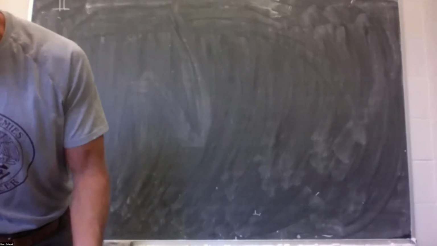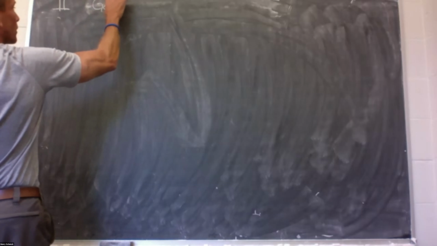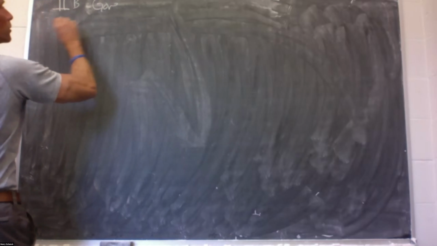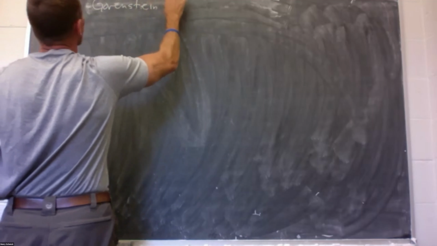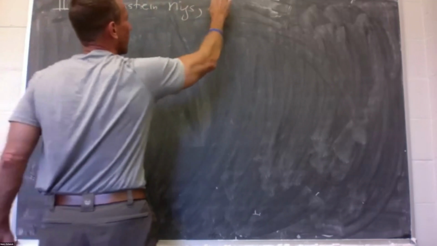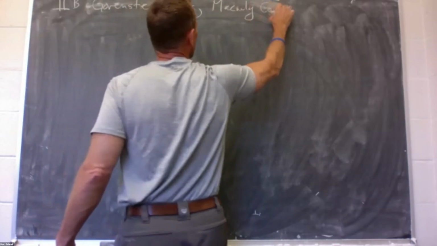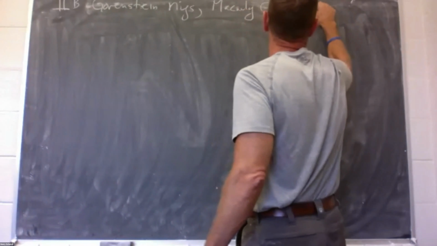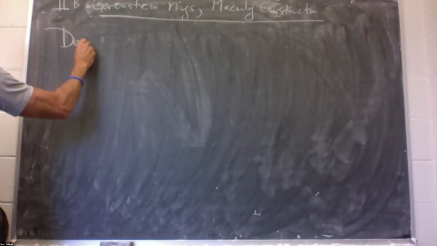Okay, perfect. So this is the take home now. Gorenstein rings. This is 2B. Gorenstein rings and Macaulay construction. So here's my second definition.